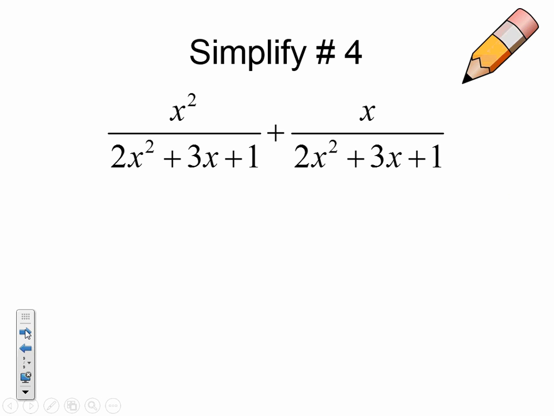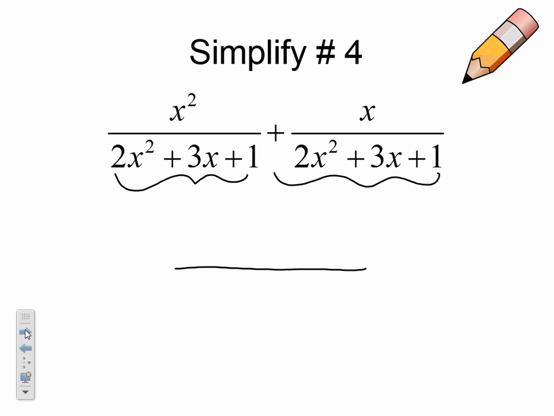Let's look at a fourth example of this. Looking across the numerator and denominator, we are supposed to add these two fractions. We need to make sure we have common denominators, and we do. So my denominator is going to stay the same. 2x squared plus 3x plus 1 is the denominator. And now the numerator. It looks like I'm supposed to add them. So I add an x squared plus an x.